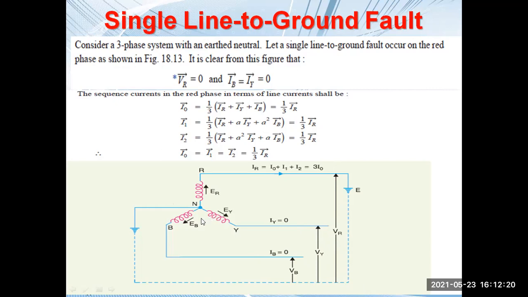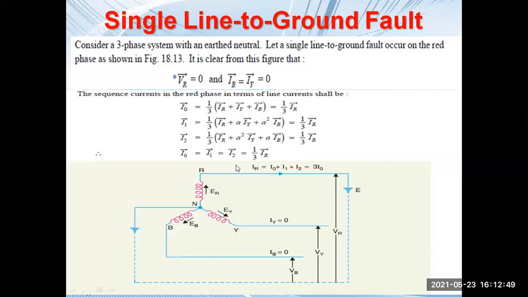Now you see here your VR is equal to 0. Why is VR equal to 0? Anyone can suggest why? It's ground, sir. This is the ground terminal, sir. Yeah, this is ground actually, correct.